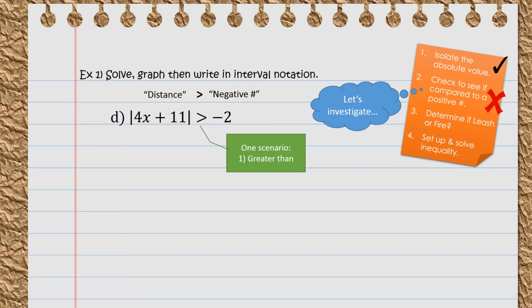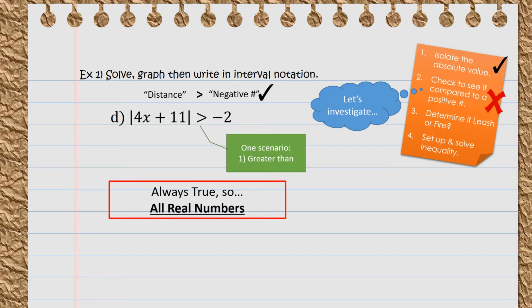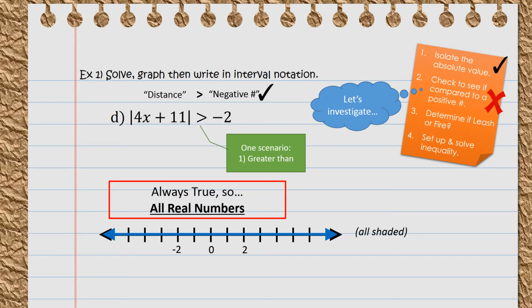Absolute value means distance. Can distance be greater than a negative number? And it can. Distance is greater than a negative number. So since that is always true, your answer is all real numbers. No matter what you put into the absolute value, the result will always be greater than that negative 2. So on the graph, it would be a completely all shaded graph, all the way from the left to the right. For interval notation, it would be negative infinity to positive infinity.